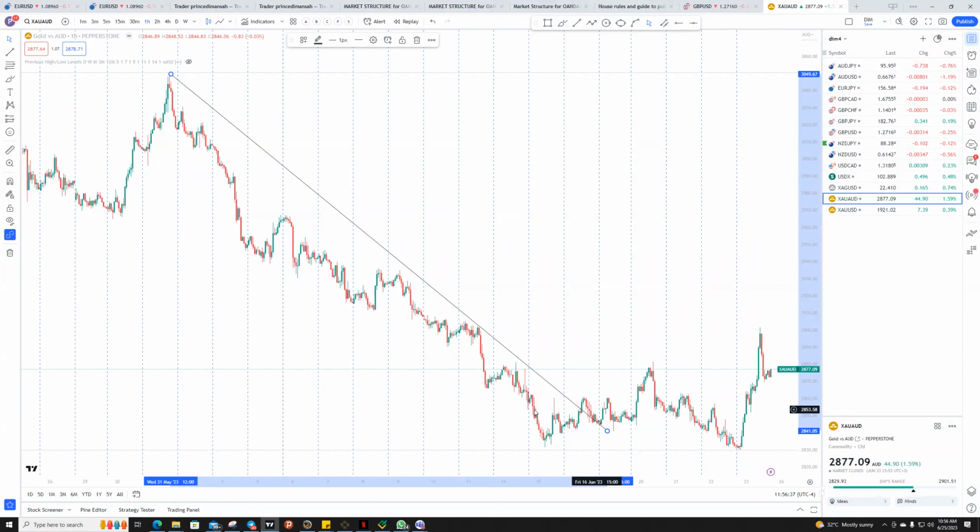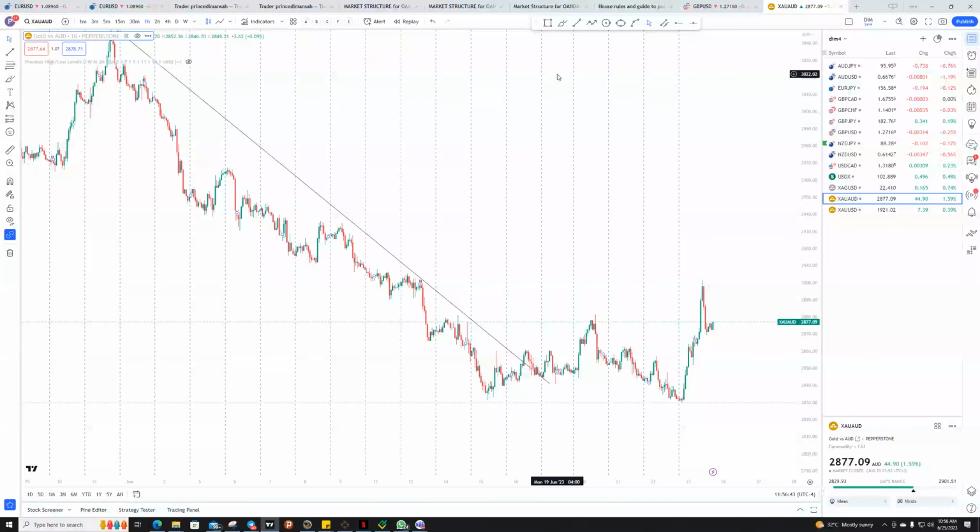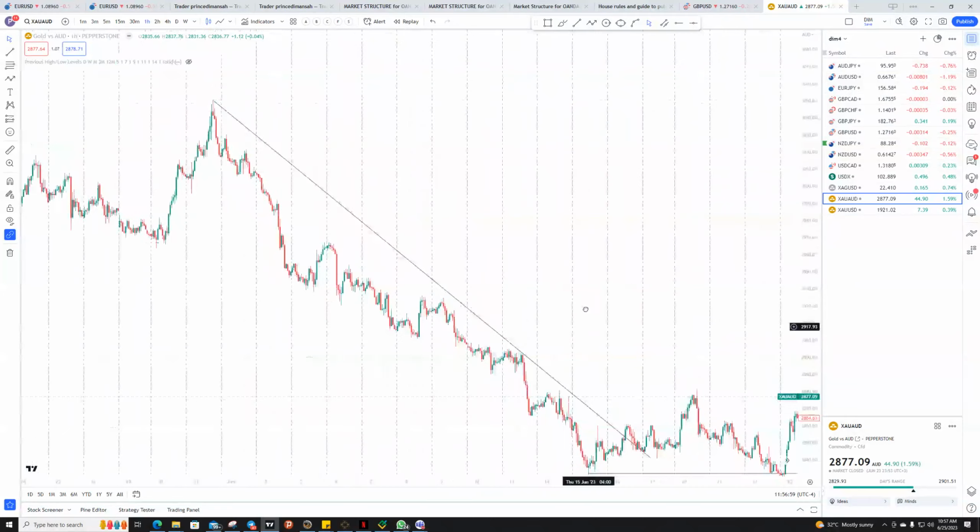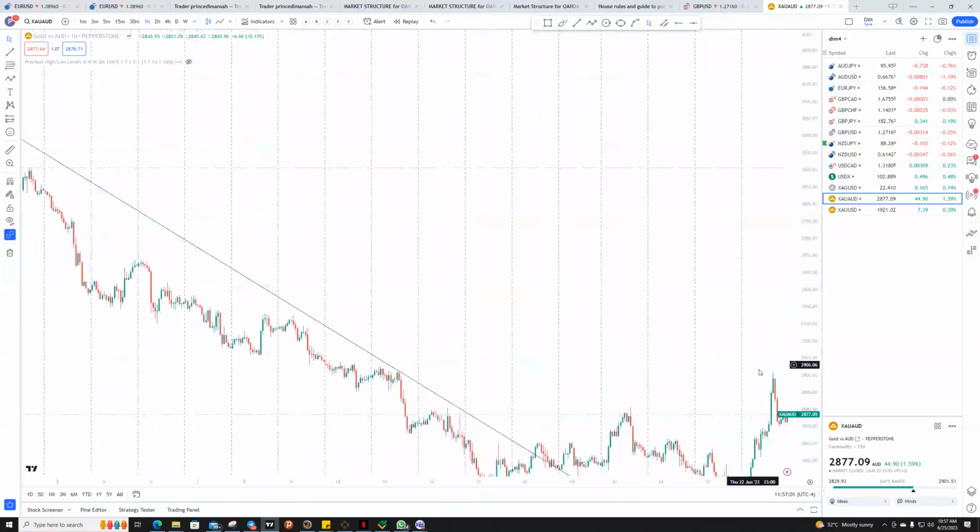I'll draw this that way. It moved all the way to this place and then went sideways a little bit, took this low. Look at this low. It came a little bit below this low and then started pushing up. All right, let's see what happened in this down move.